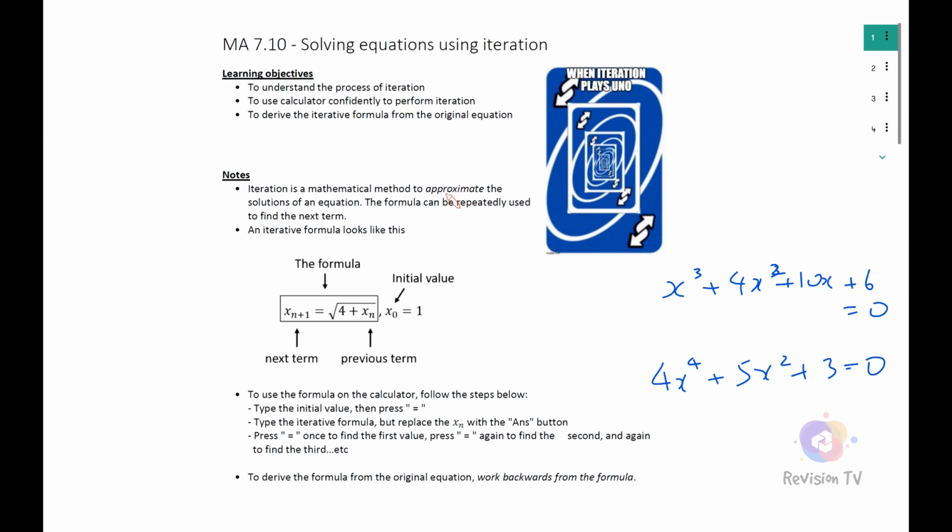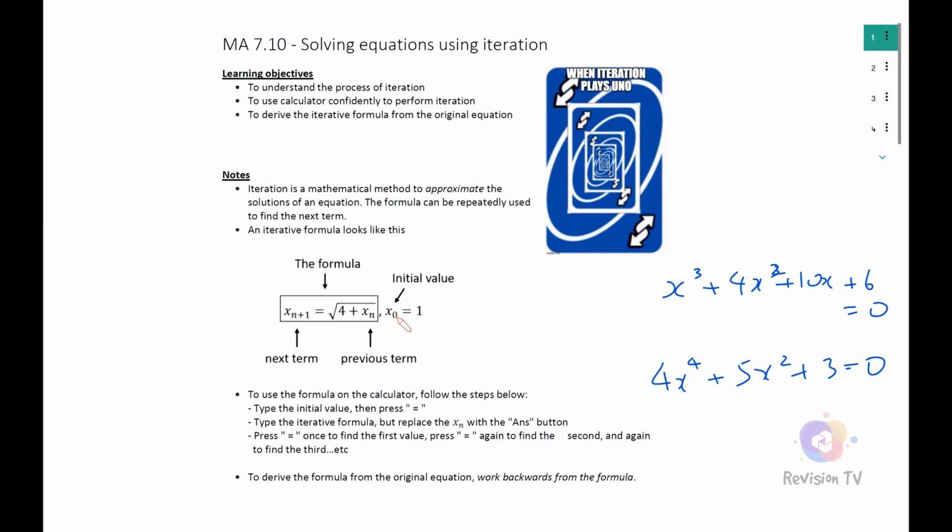Iteration helps you to approximate, just to guess the location a bit more accurately, like a GPS, where the location of the root is. Anyway, the iterative formula usually looks like this. Now you have x n plus 1, which is the next term, and then you have a formula with an xn. xn means the previous term. So it helps you to work out the next term using the previous term, and then using the new term to work out the following term.